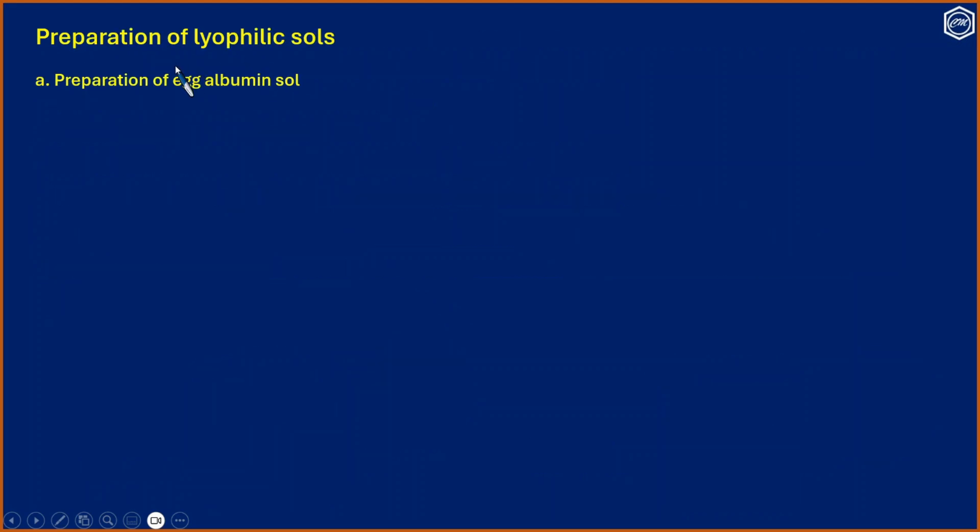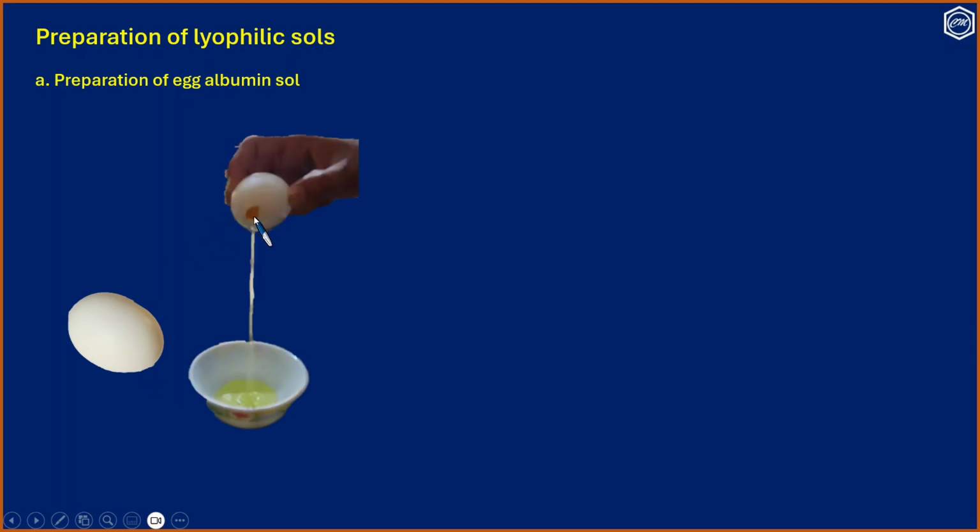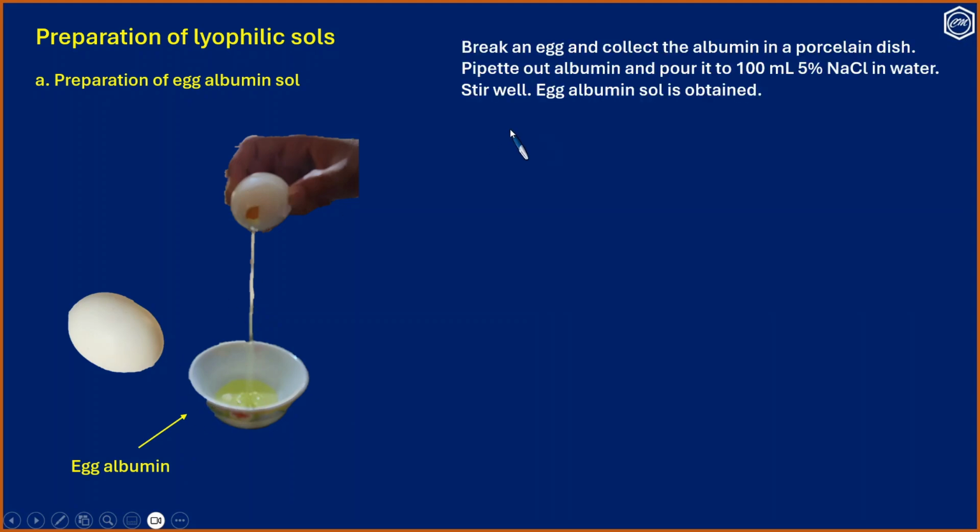Now let us discuss the preparation of some lyophilic sols. First we consider the preparation of egg albumin sol. We take an egg and make a small hole in it. Carefully pour the albumin into a porcelain dish. This is egg albumin, that is white.